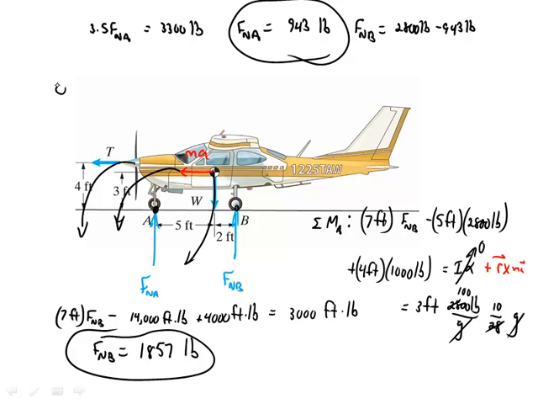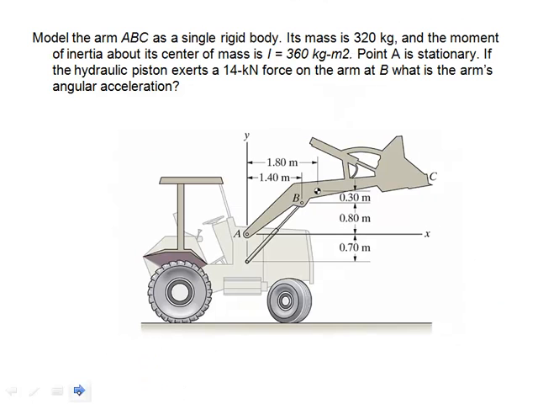I could also have done it around B and gotten the same answer. I could choose any arbitrary point I want, and I'll still get the same answer. But choosing a point like this one out here doesn't help me at all. There's no simplification in my process. Choosing either A or B does simplify things because it eliminates one of the unknown forces from my moment equation. And that's kind of nice. Okay, so let's take a look at another example.